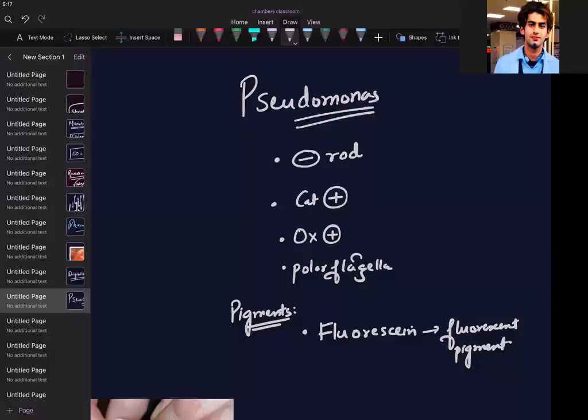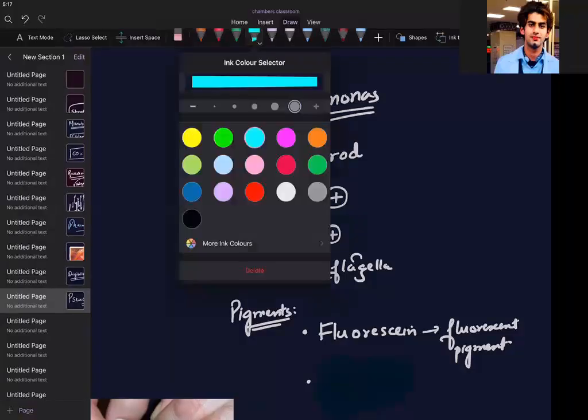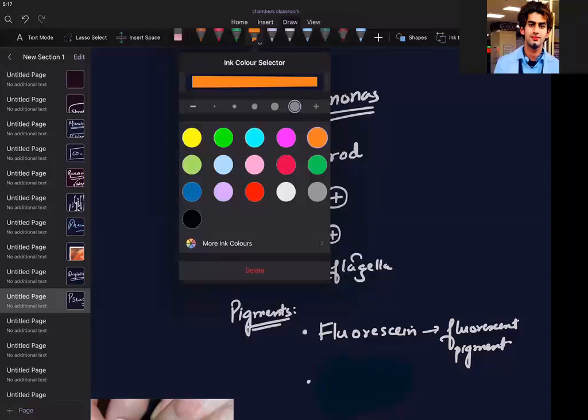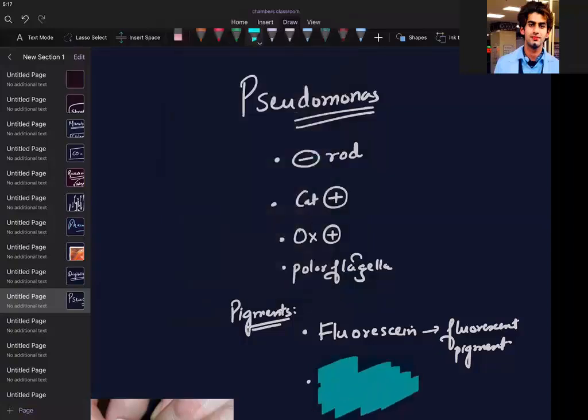And another pigment it has is pyocyanin. Important pigment, a question is asked on this. What is pyocyanin? Pyocyanin is a blue-green pigment. Now, this color will get lost. So it is a blue-green pigment.